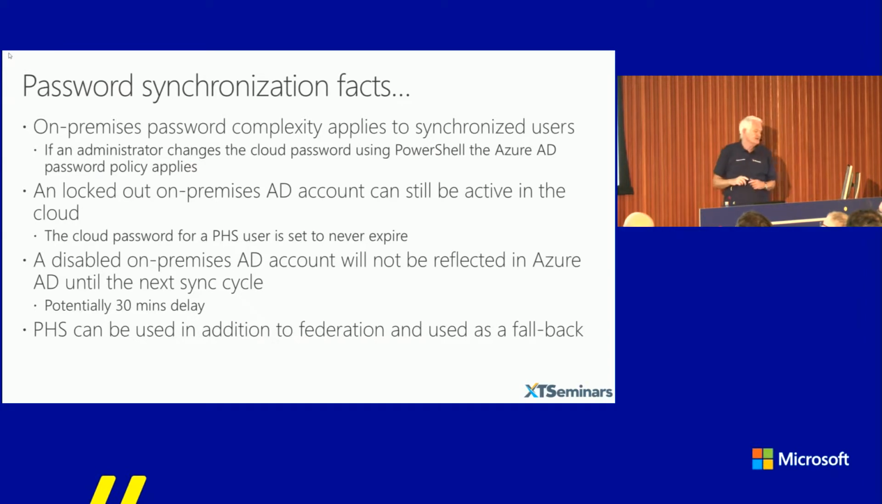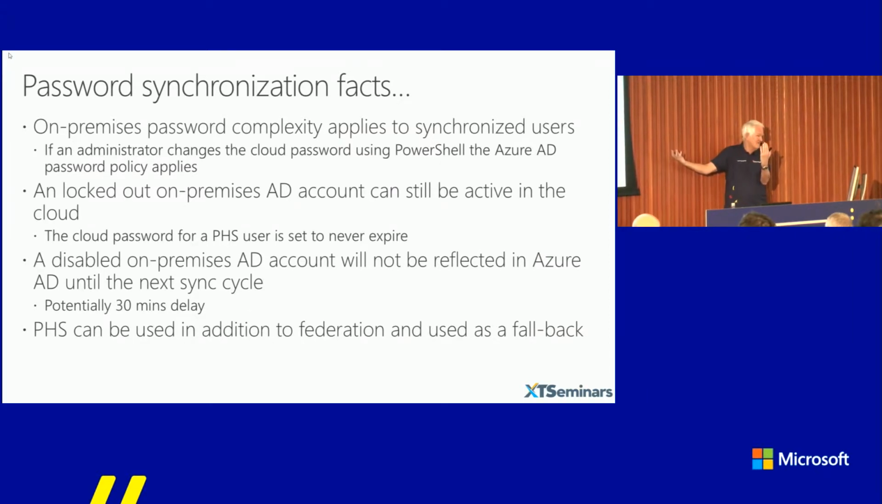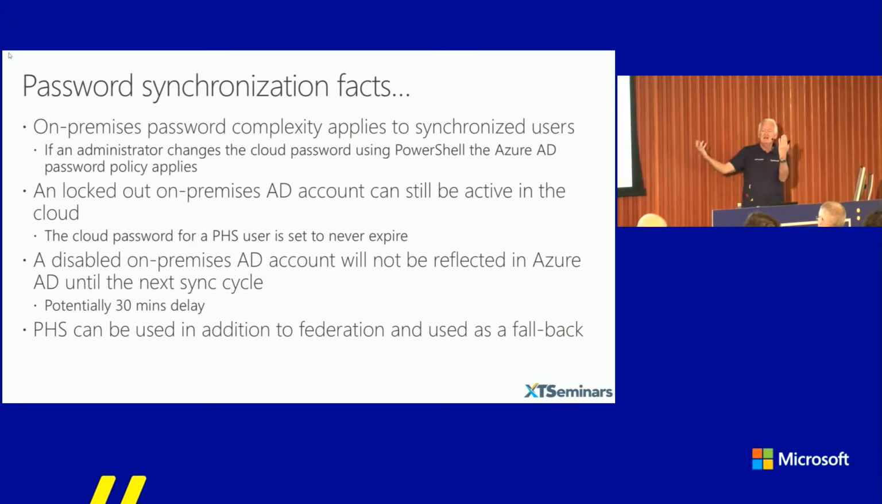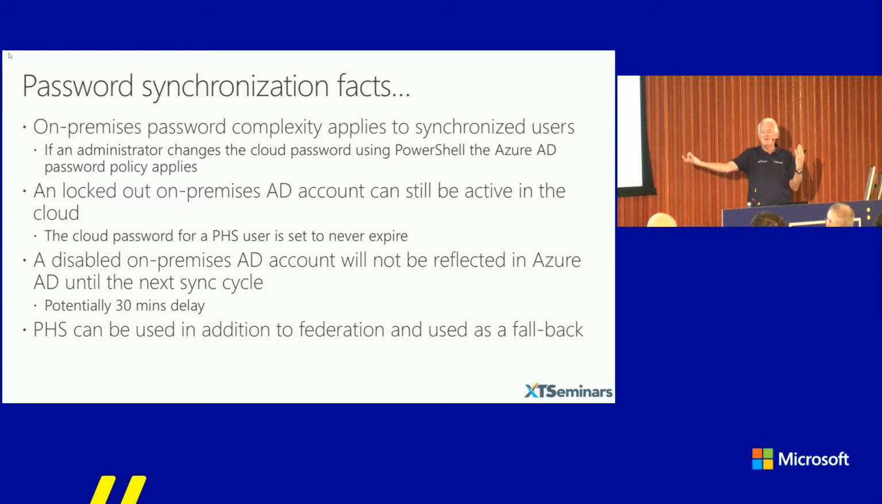The on-premise password complexity applies to synchronized users because where does the password get changed? It gets changed on-premise. However, it's possible for an administrator to change the cloud password. So you could have an on-premise password and the admin in the cloud using some PowerShell changes the password. It shouldn't happen, but it's possible. And then that password in the cloud is going to be different to the on-prem until someone changes the on-prem and that gets synchronized up.